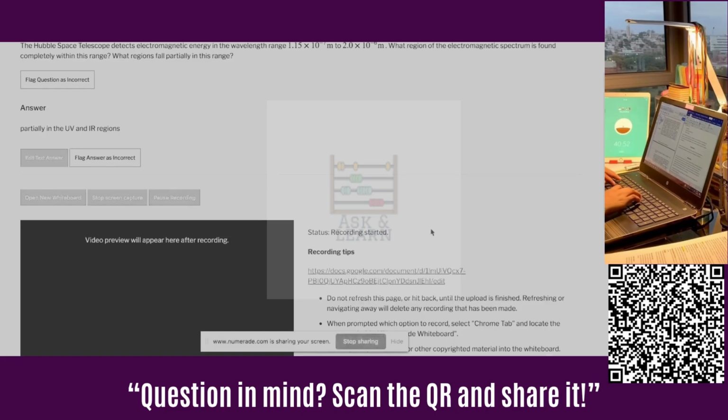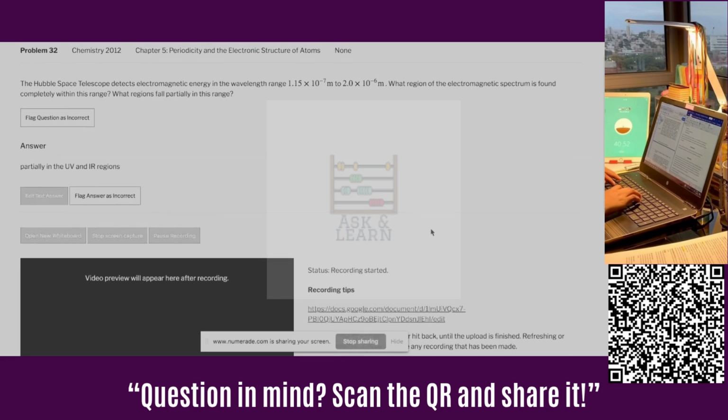All right, so for this question, we'll ask: the Hubble telescope detects electromagnetic energy with a wavelength of 1.15 times 10 to the negative 7 meter to 2.0 times 10 to the negative 6 meter. What region of the electromagnetic spectrum is found completely within this region? What region falls partially in this region? So let's try to figure out what that is.